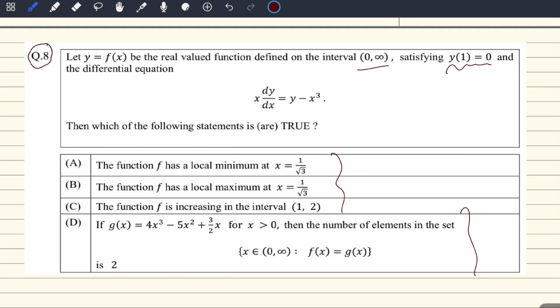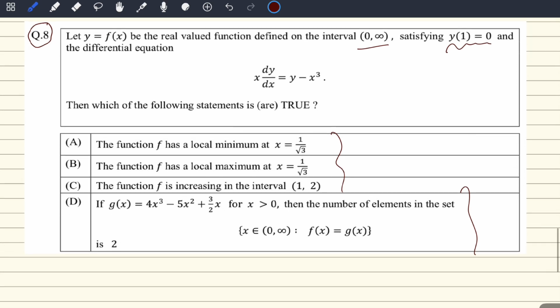Option A says the function f has a local minimum at x is equal to 1 by root 3. Option B says the function f has a local maximum at x is equal to 1 by root 3. Option C says the function f is increasing in the interval 1 comma 2. And if g of x is equal to this, for x greater than 0, we have to find the number of elements in that set, x belongs to open interval 0 to infinity, such that f of x is equal to g of x.